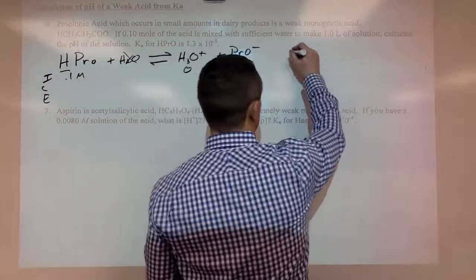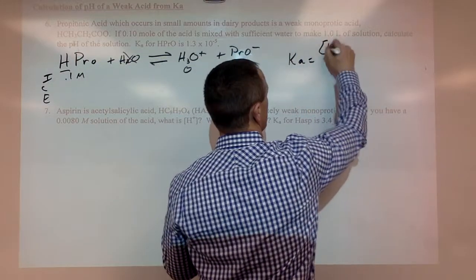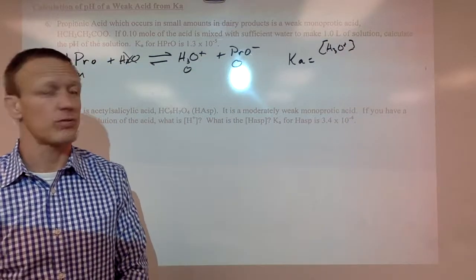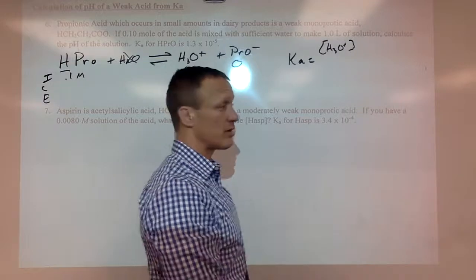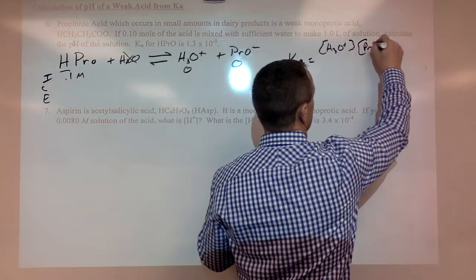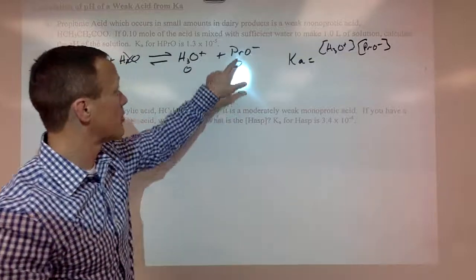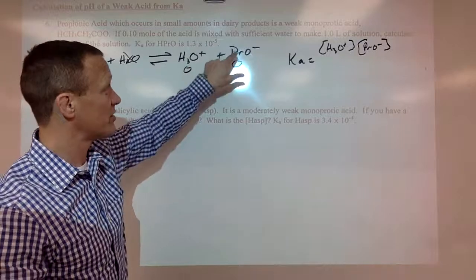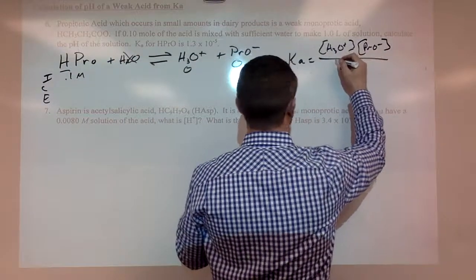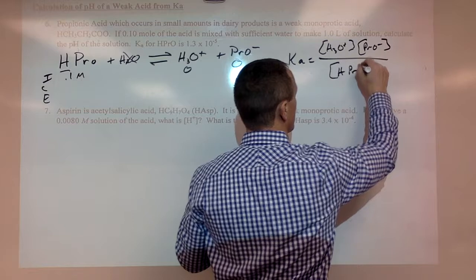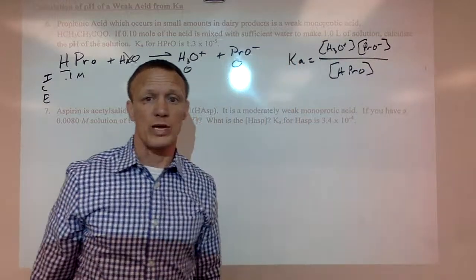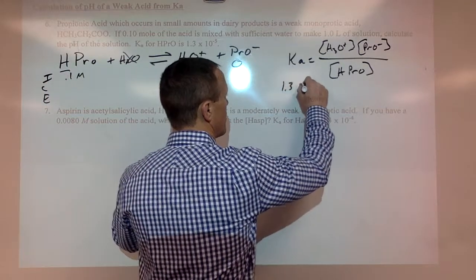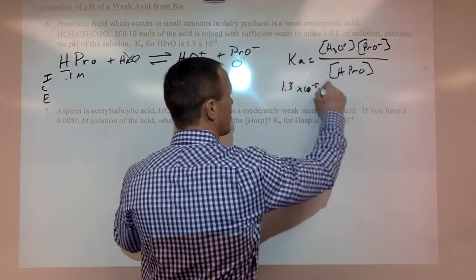So think about this. Our Ka equals the concentration of H3O plus. Remember, that's the concentration of H plus ions. H3O plus is H plus ions, same thing. Hydronium ion, same thing as hydrogen ions. Times the concentration of our conjugate base. Remember, these two will be the same. They're in a 1-to-1 ratio. How much of this dissociates? Well, the same amounts of these. All over the concentration of our weak acid at equilibrium. We know our K value is 1.3 times 10 to the negative fifth.